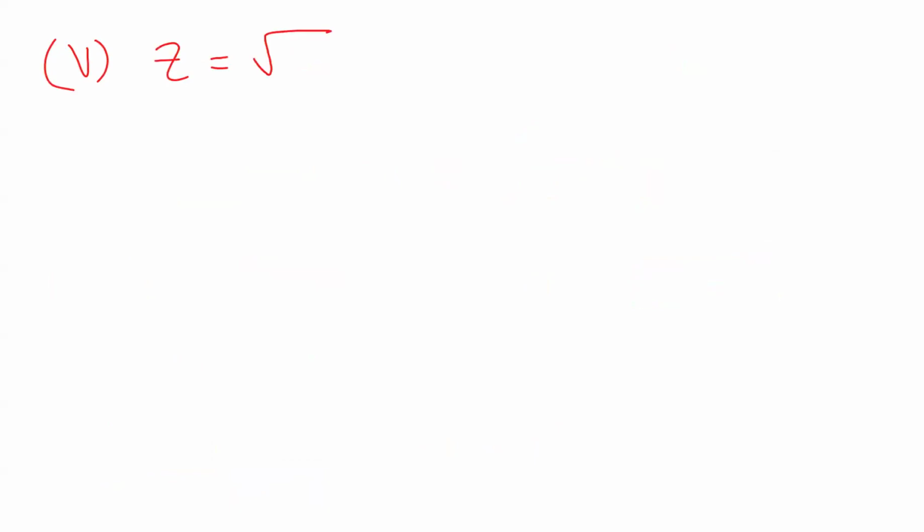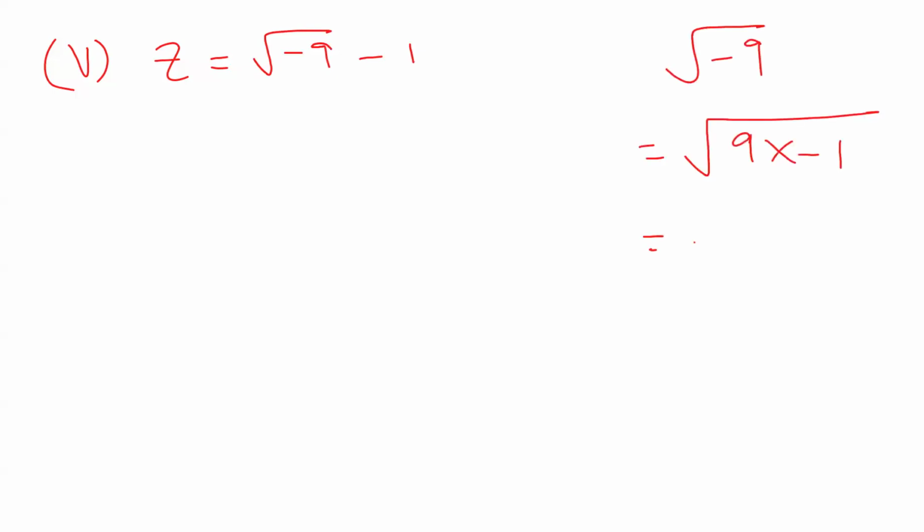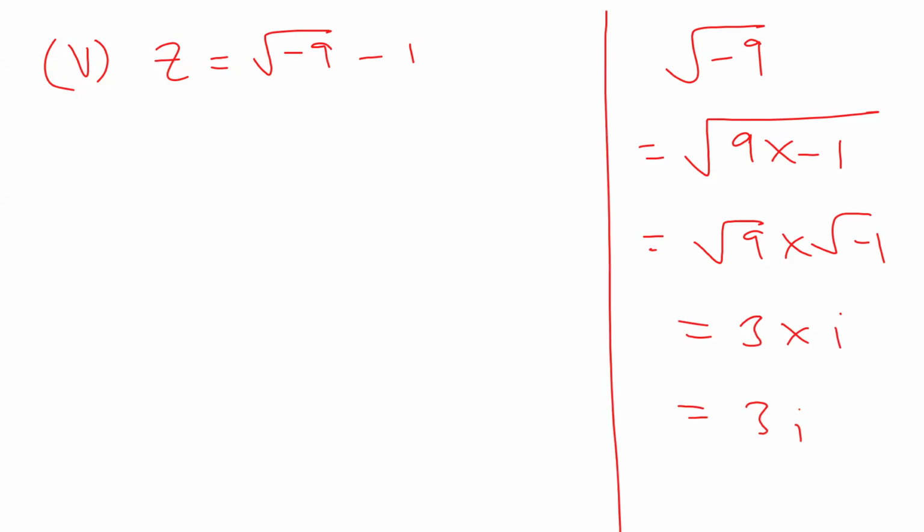Z is equal to root of minus 9 minus 1. Now root of minus 9 can be written as root of 9 into minus 1. So root 9 into root minus 1, 3 into i, which is 3i. So Z is equal to 3i minus 1. Z is equal to minus 1 plus 3i.